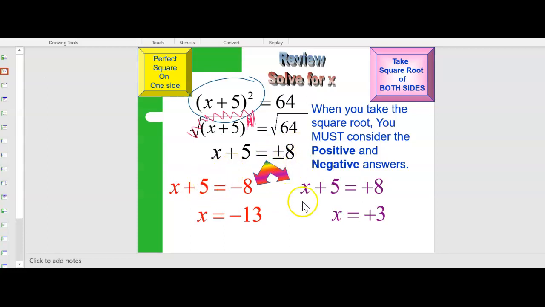So we turn it into two little equations. One is x plus 5 equals positive 8. One is x plus 5 equals negative 8. And solving these two little equations, you're going to have two results. One is x equals negative 13. One is x equals 3. And that's it. So here you see what? You see if you have a perfect square equation, you can solve it. Right? So today our job is to create a perfect square so we can solve all kinds of quadratic equations.